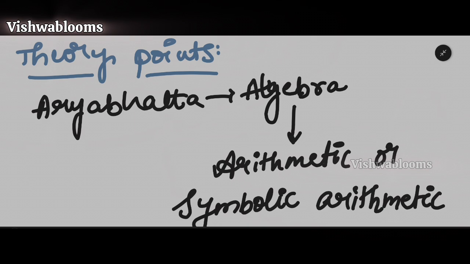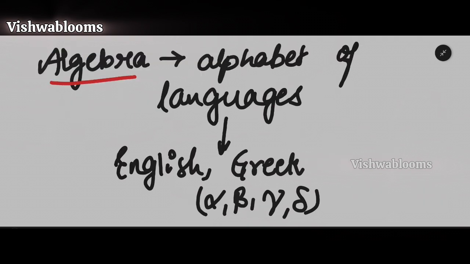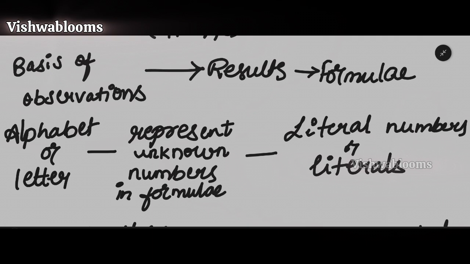First, according to Aryabhatta, algebra is generalized arithmetic or symbolic arithmetic. In algebra, we are going to use letters from the alphabets of different languages, like English and Greek. Greek letters are alpha, beta, gamma, delta, and so on. English alphabets are X, Y, Z, A, B, in this way. On the basis of observations, we obtain general results, and these results are called formulas.